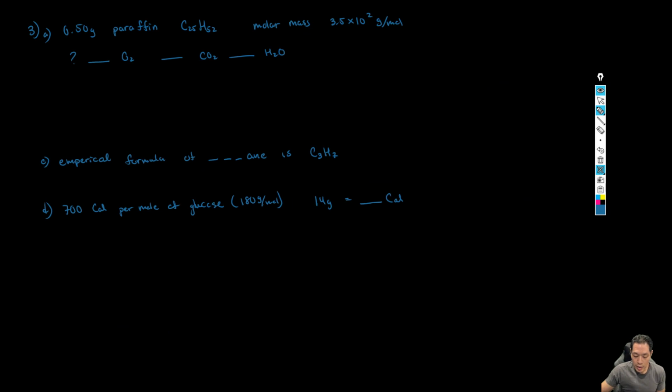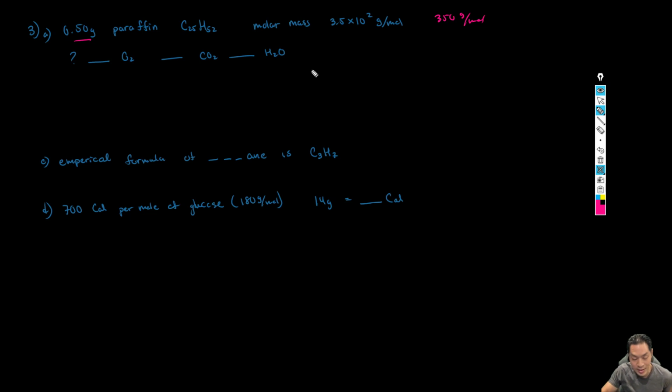For number 3, we have the following. We have a candle that's being burned. We're going to burn 0.5 gram of it. Just remember, a candle's fuel is C25H52, and what's given is the molar mass, which is 3.5 times 10 to the 2. If you don't like that, that's 350 grams per mole. So remember, times 10 to the 2, the decimal point moves over twice, 1, 2. And we want to find out how much oxygen, carbon dioxide, and water is going to be produced.